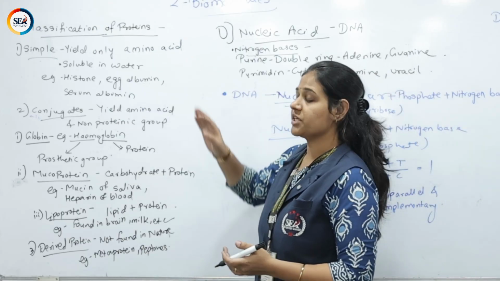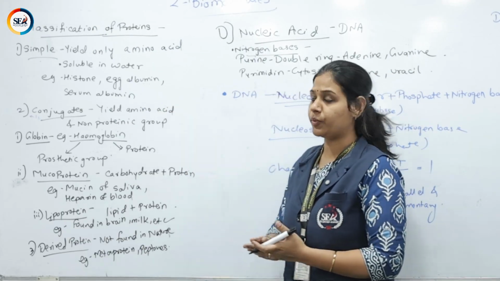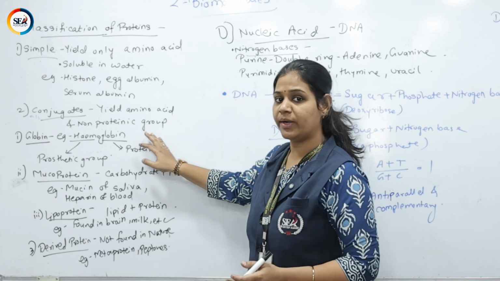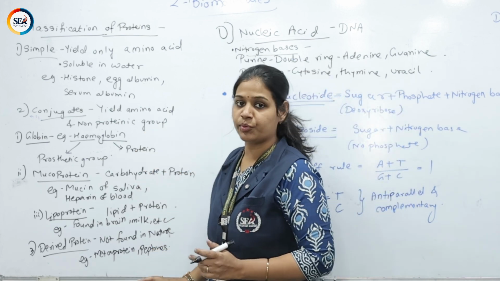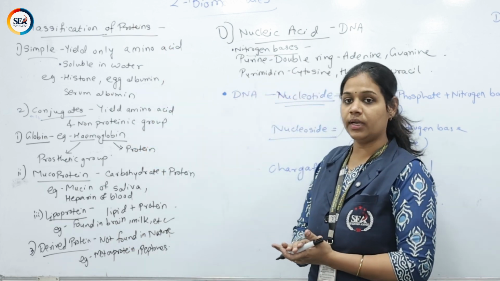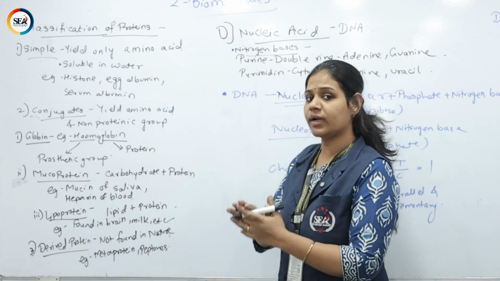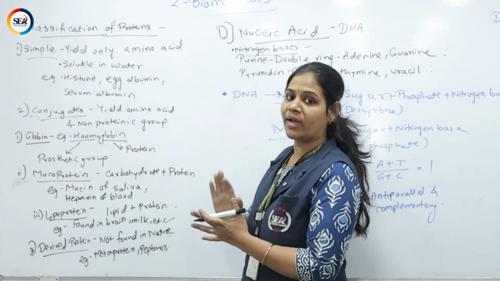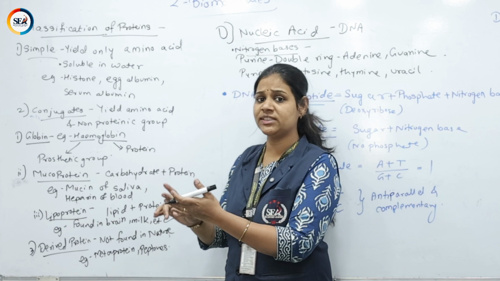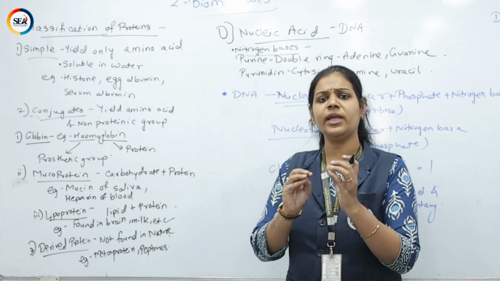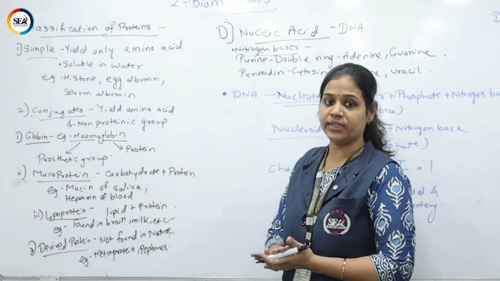Next point is classification of protein. There are 3 types of protein. One is simple, second is conjugate protein, and third is the derived protein. First, simple protein. Simple proteins, when they are broken down, will yield only amino acids. They are soluble in water. Example, histone protein, egg albumin, serum albumin, which are made up of only protein molecules, are called simple proteins.